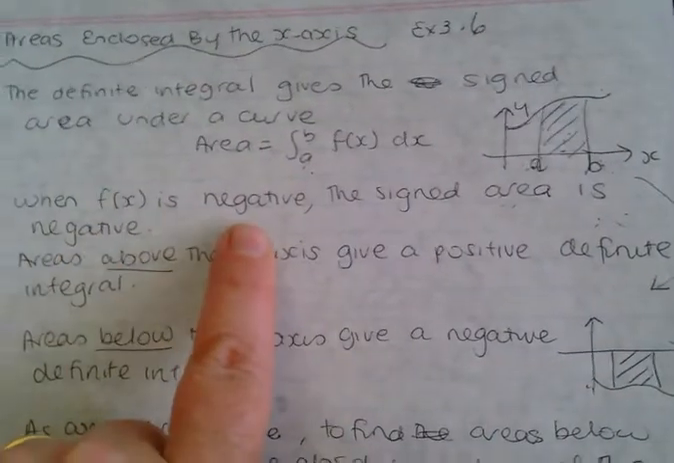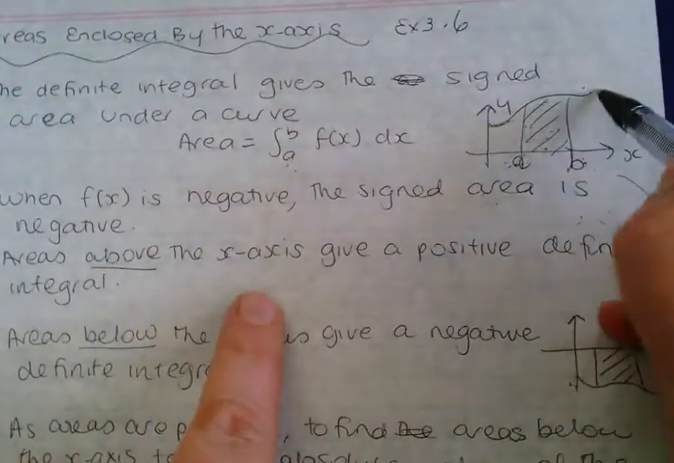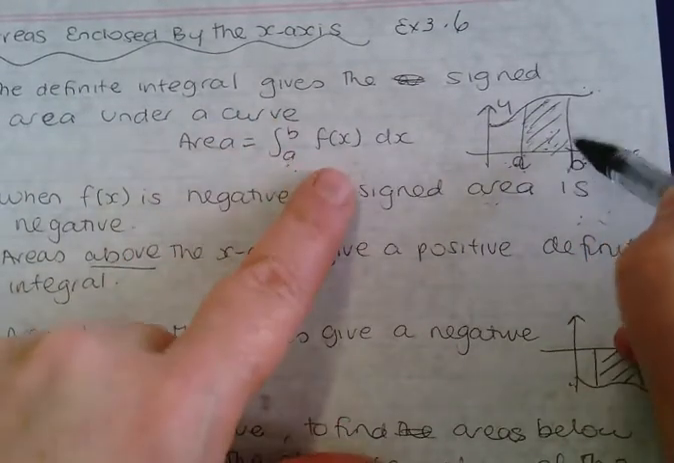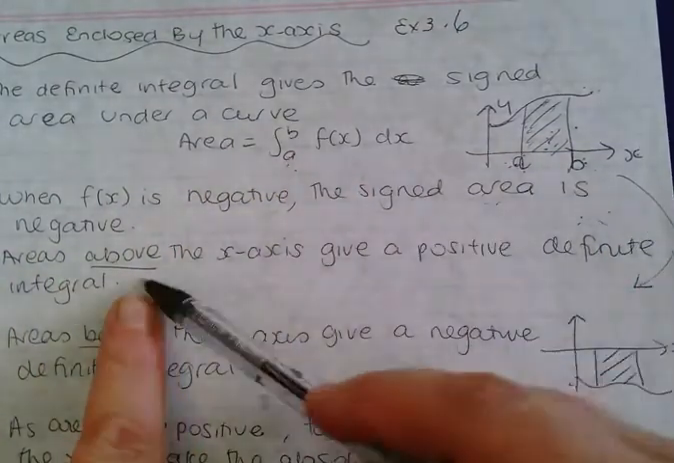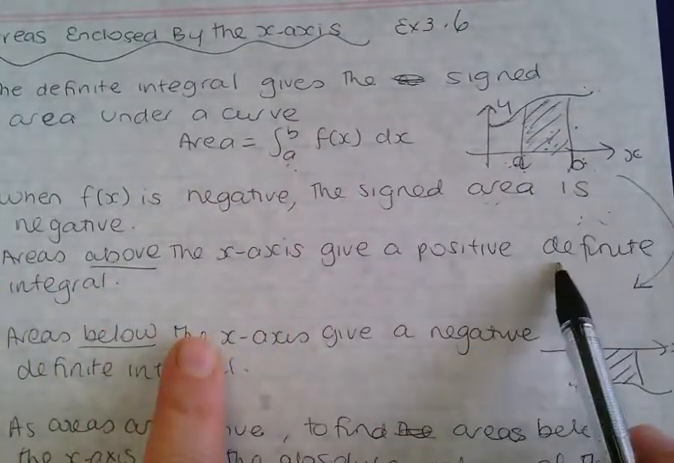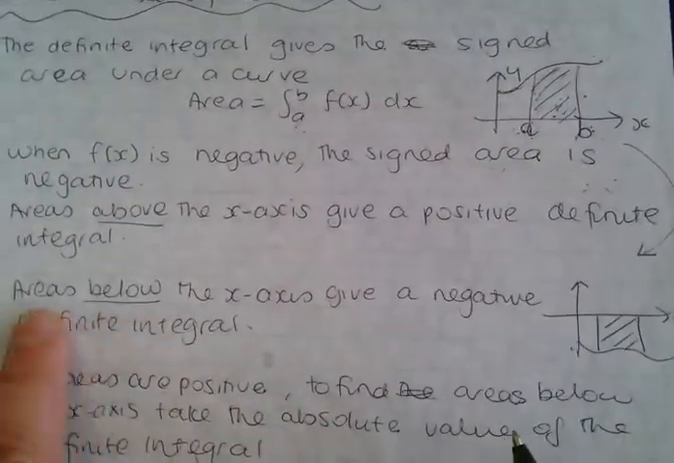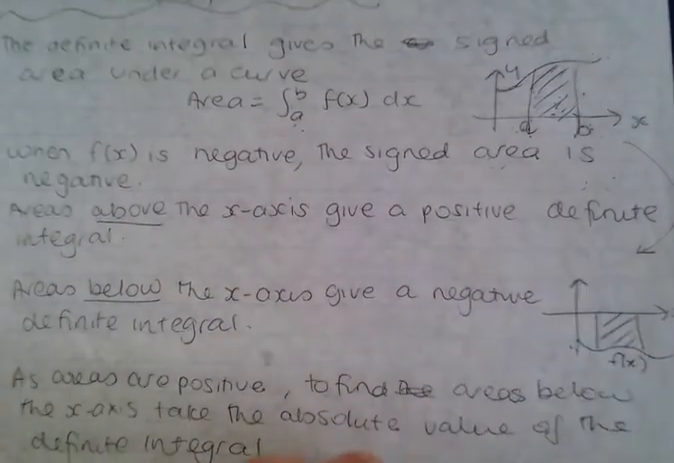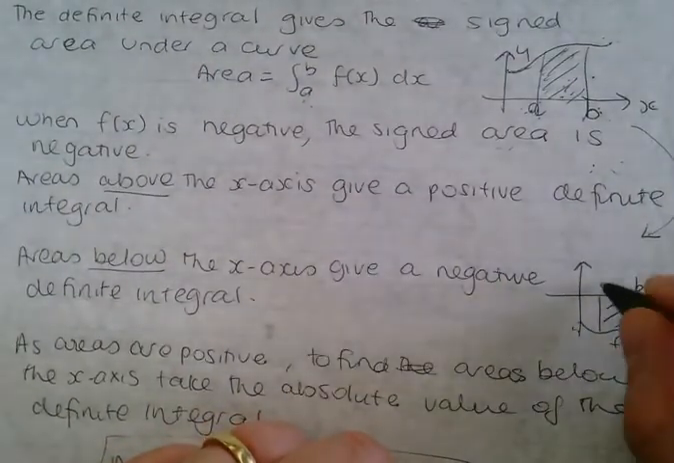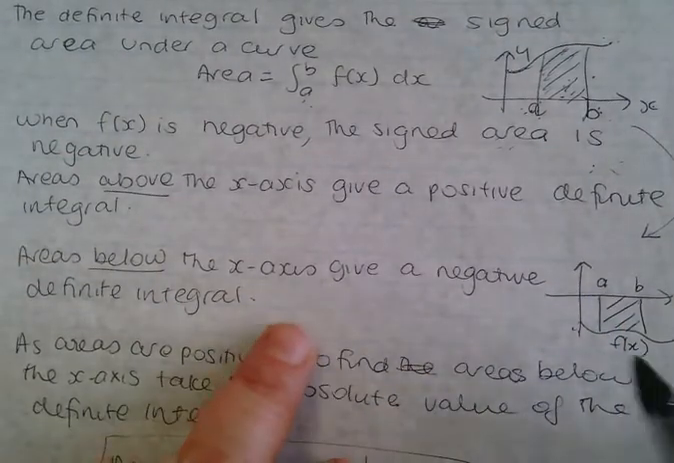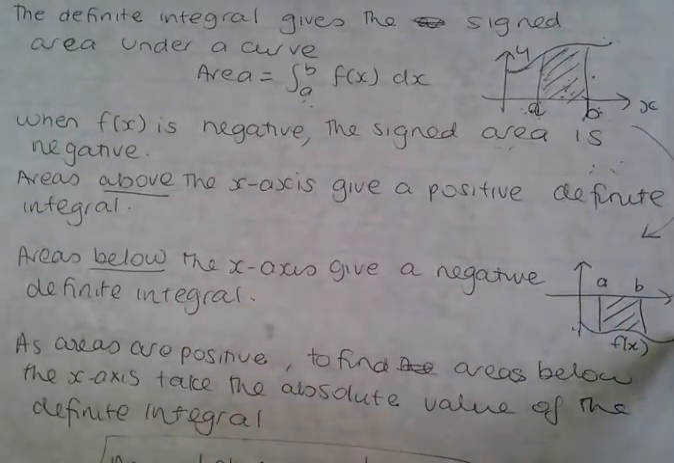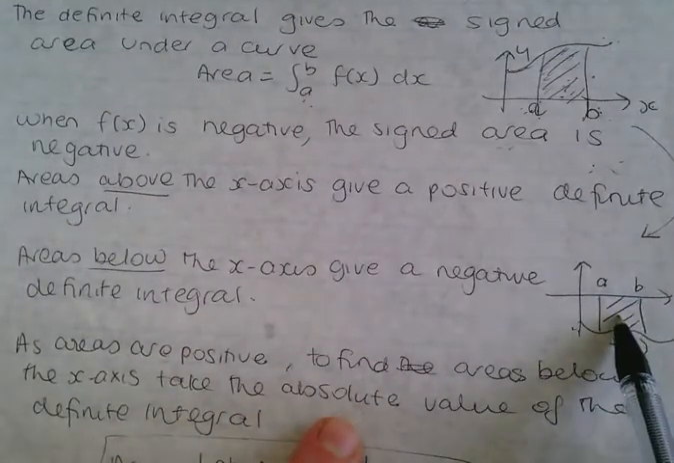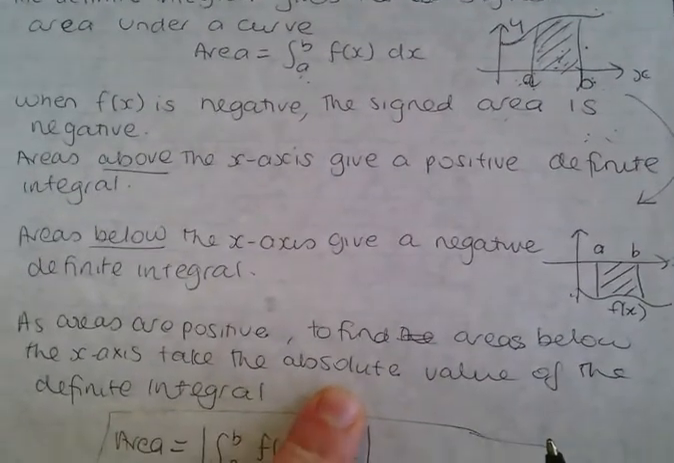So for example, if your function is here and this is the x-axis, you'll get a positive answer for the integral between b and a of f(x) dx. So areas above the x-axis give a positive definite integral, but areas below the x-axis give a negative definite integral. So let's say this is my function of x here, the squiggly line, and I'm substituting in my values of b and a. If I integrate f(x) and substitute in the values of b and a, I'm going to get a negative answer.